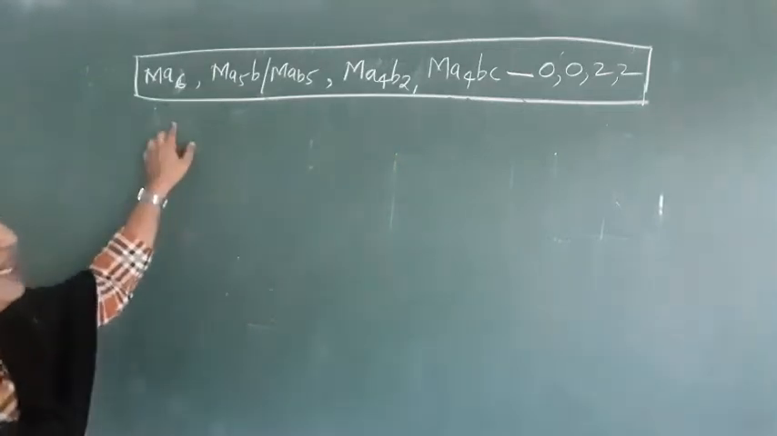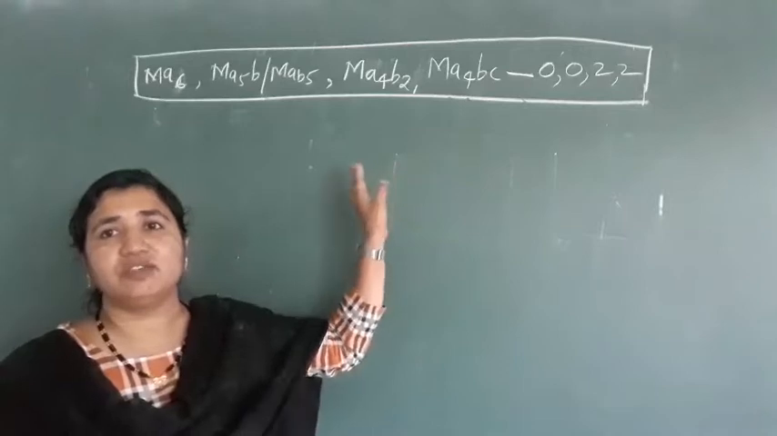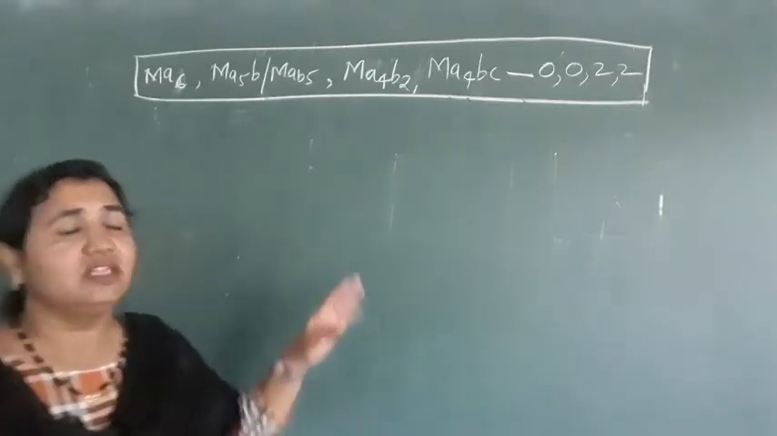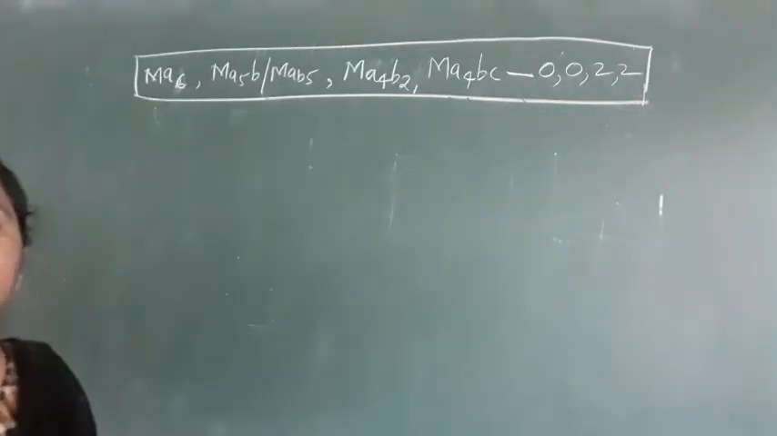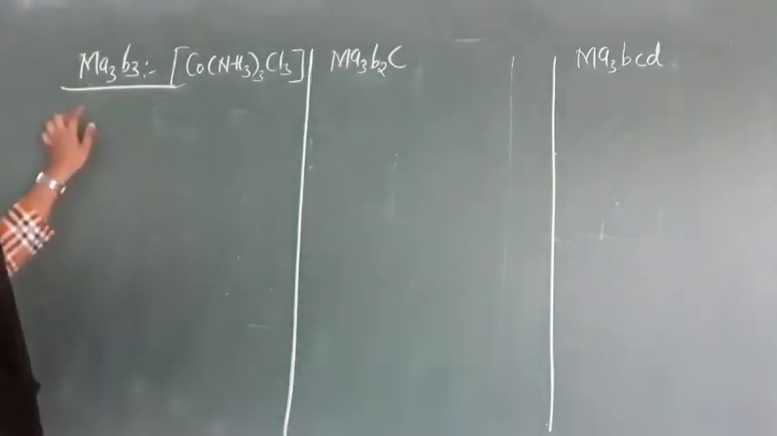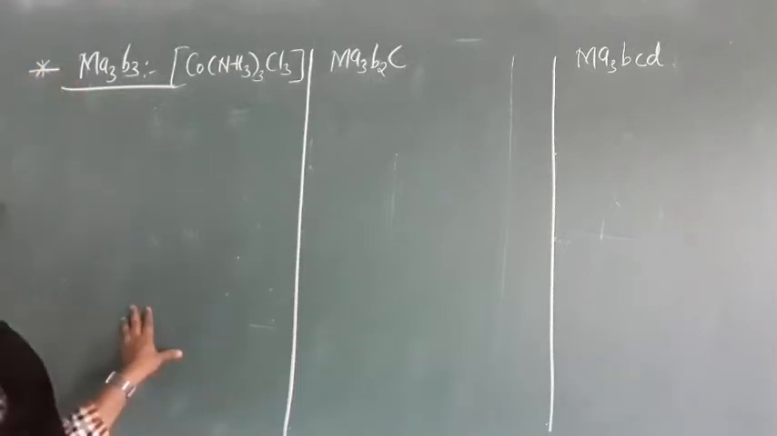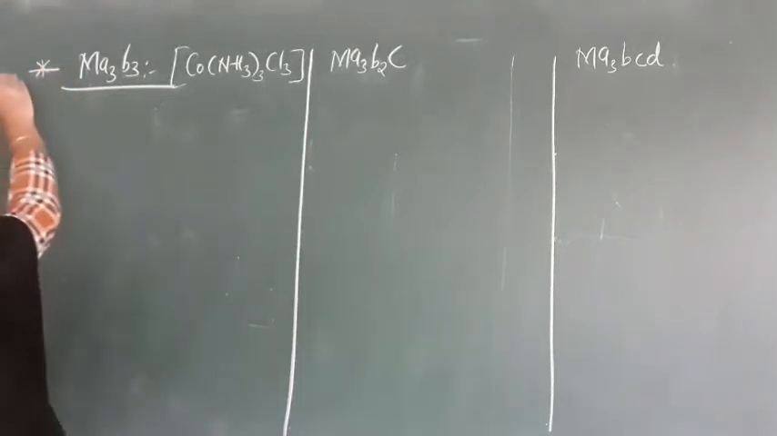So we have seen Ma6, Ma4B2, Ma4BC here. So the code is 0 0 2 2. Just note this down. Next we will see the Ma3B3 type. This is also very important for theory.